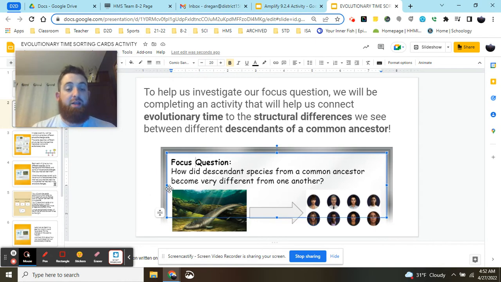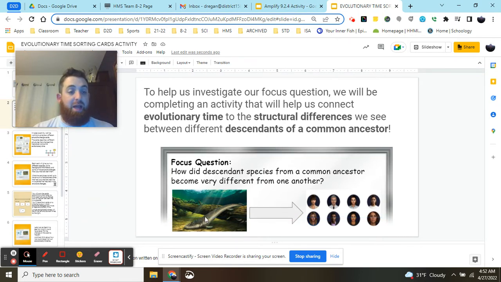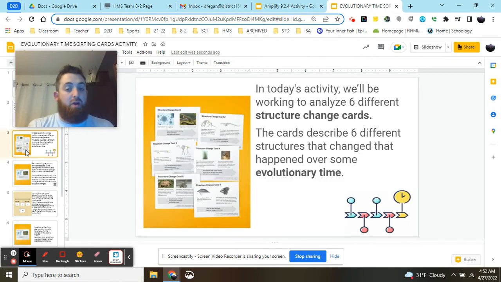So in order for us to answer the question, how did descendant species from a common ancestor become very different? We have to think about the time that has passed between species like Tiktaalik and humans or other animals from early on in Earth's history. To do that, our activity is going to have us sorting some cards. So in today's activity, we'll be working to analyze six different structure change cards. Okay, these six cards will describe six different structural changes that happened over some of our evolutionary time.